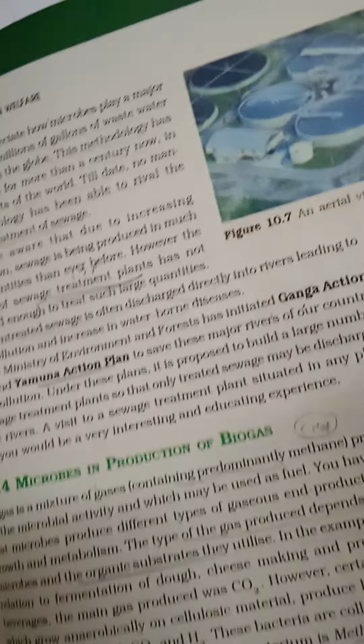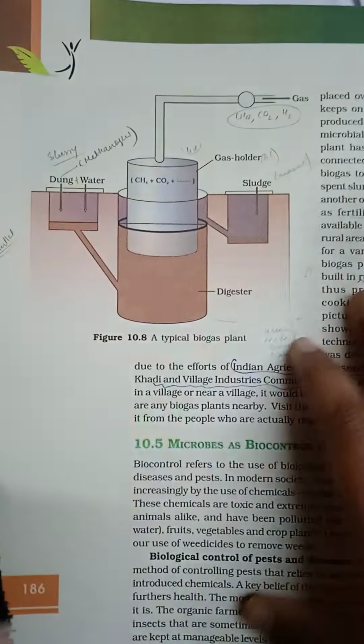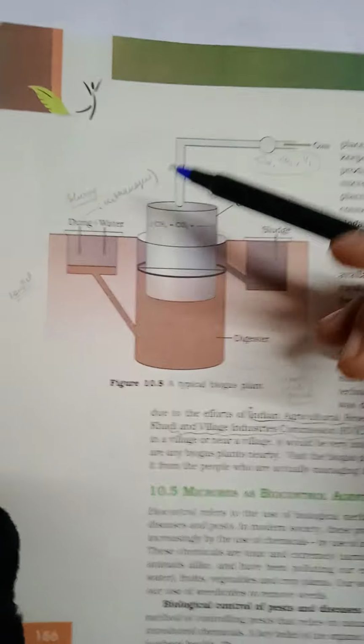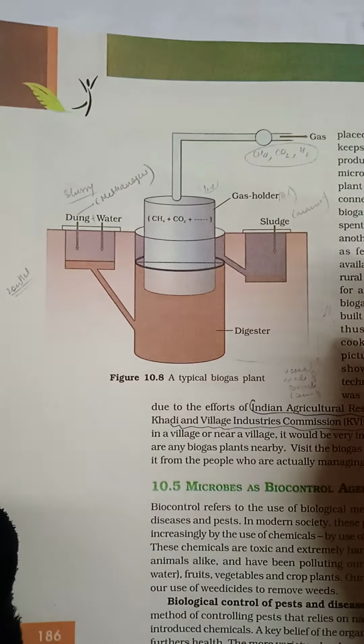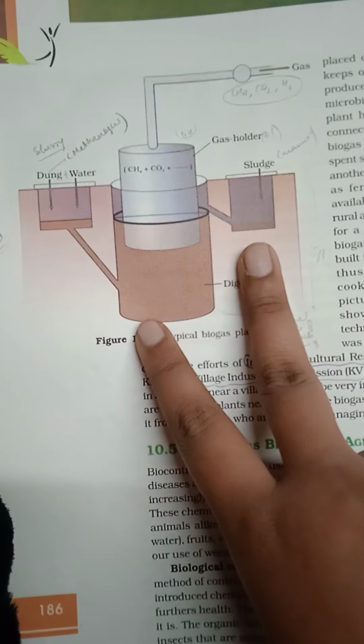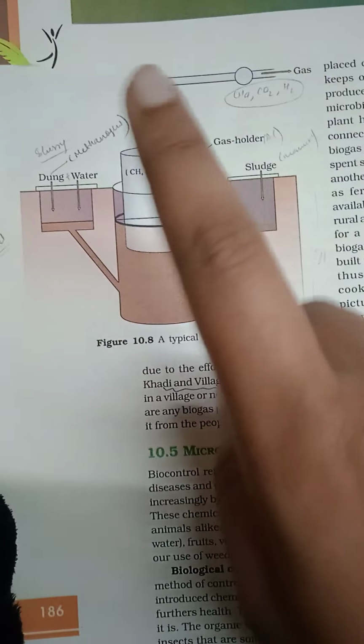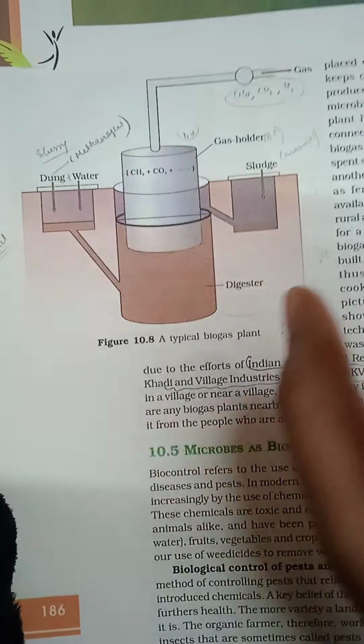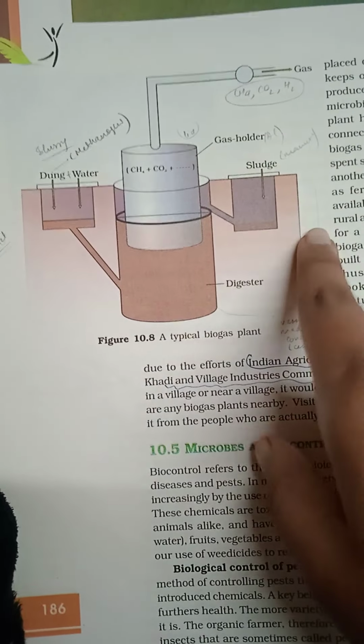Okay, now we will revise biogas. I'll tell you very fast. This is a typical biogas plant. First of all, you should remember that biogas or gobar gas is the same thing, and there are three gases which are produced. Number one is CH4, number two is H2, and number three is CO2. Hydrogen sulfide is not produced; H2 is produced instead.